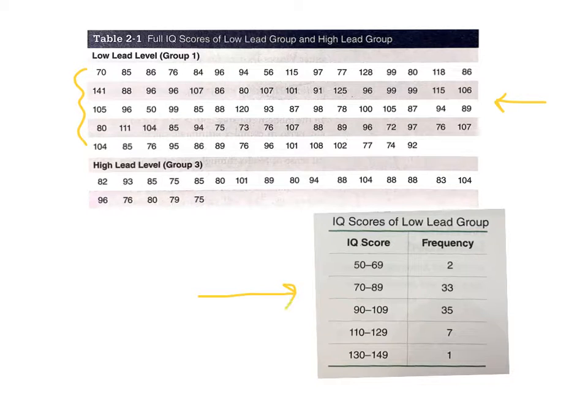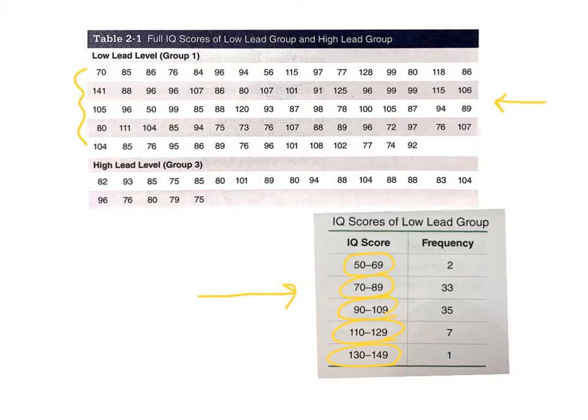And basically what it does is it gives you information on how many people in that table of values have an IQ score between 50 and 69. There's only 2 of them. How about 70 to 89? 33 of them. 90, 35. This one's 7. That one just 1.